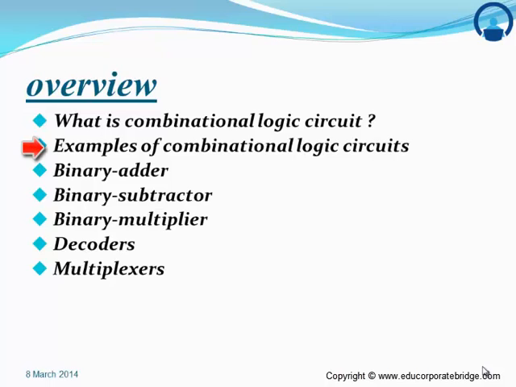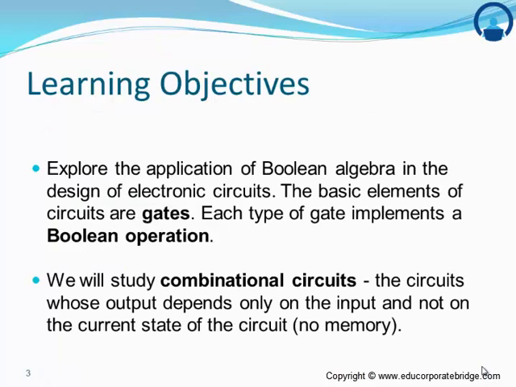What is the overview of studying this subject? Examples of combinational logic circuits are binary adders, binary subtractors, binary multiplexers, decoders, and binary multipliers. Binary adders and binary subtractors are again of two types. They can be classified as half subtractors, half adders, full subtractors, and full adders. So let's study in detail the applications of combinational logic circuits, starting with binary adders.